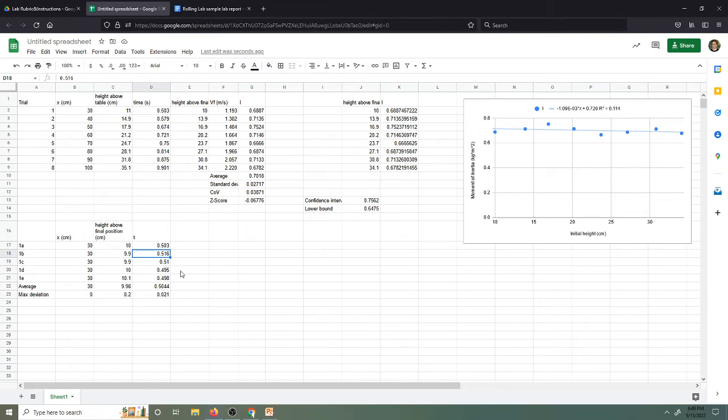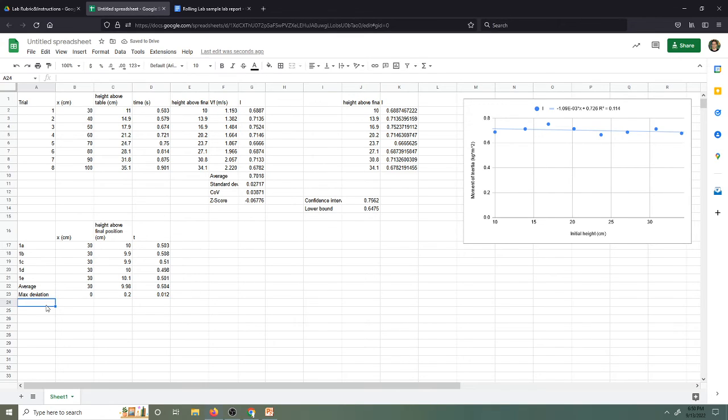Oh, I did do something slightly wrong. This should actually be 0.508. I entered something wrong. Actually, I entered a bunch of things wrong. This is 0.498. And this should be 0.501. Whoops. All right, don't do that. Have your stuff entered properly. And then this is going to be now the biggest minus the smallest, which is 0.51 minus 0.498. Okay, 0.012.